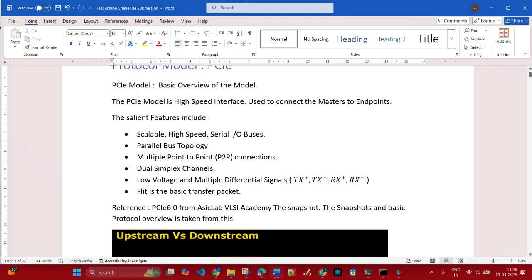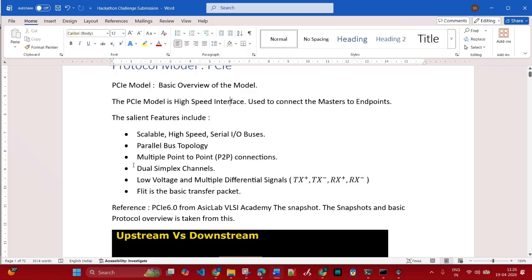In general, differential signal means the pairs TX plus and TX minus, RX plus and RX minus. These are differential signals. They are twisted in nature. One carries a positive signature, and the second one has the negative charge. They are both twisted in nature. The reason this differential signal exists is to reduce the noise.